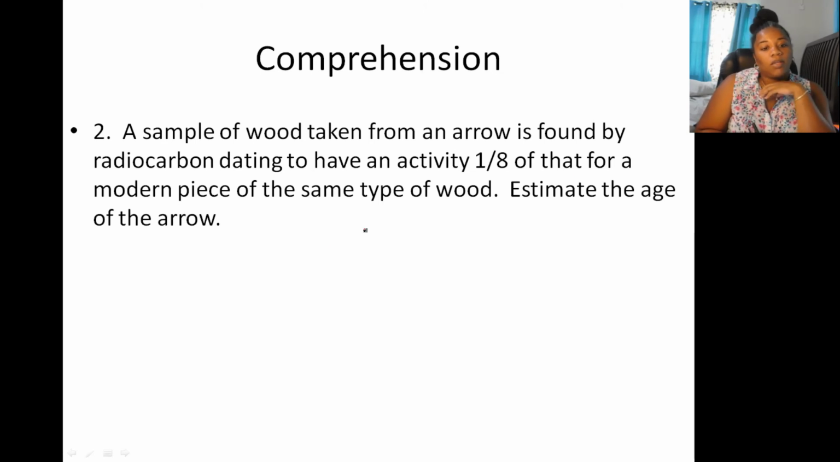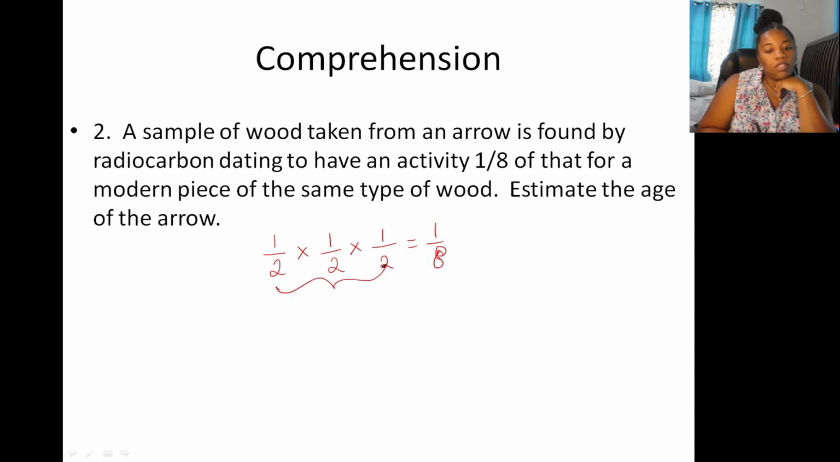Okay, a sample of wood taken from an arrow is found by radiocarbon dating to have an activity 1/8 of that for a modern piece of the same type of wood. Estimate the age of the arrow. So 1/8. So we're looking at how many half-lives. We're saying 1/2 times 1/2 gives 1/4. So 2 times 2 is 4. 4 times 2 is 8. So from this we see that we have 3 half-lives.